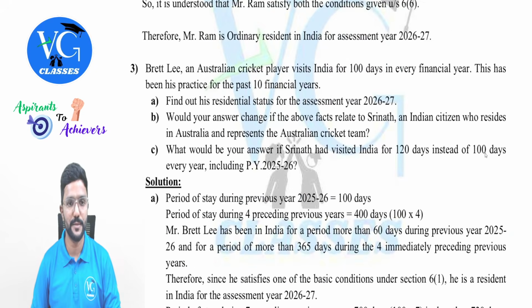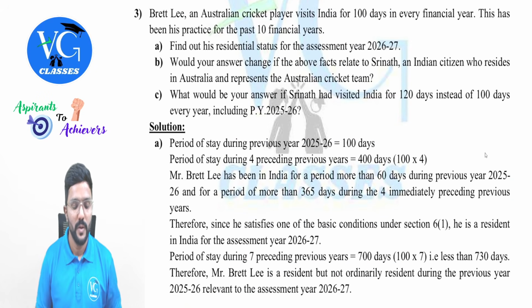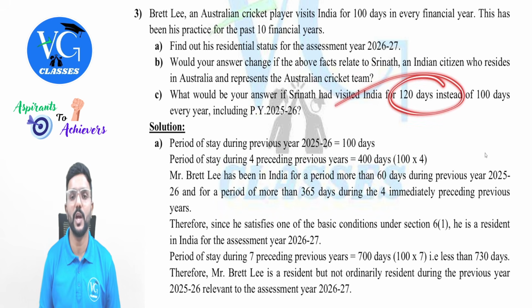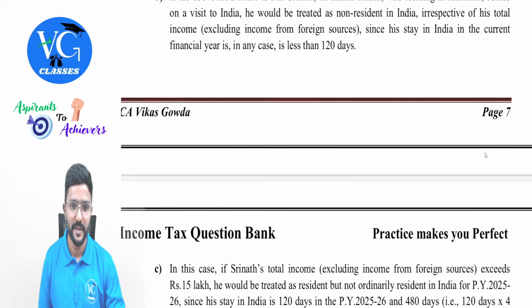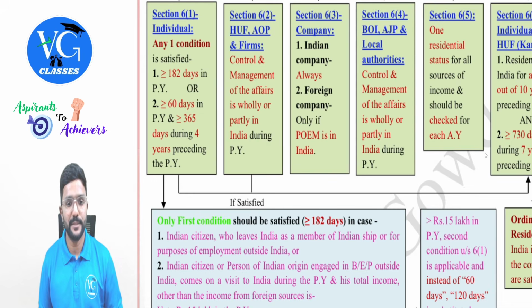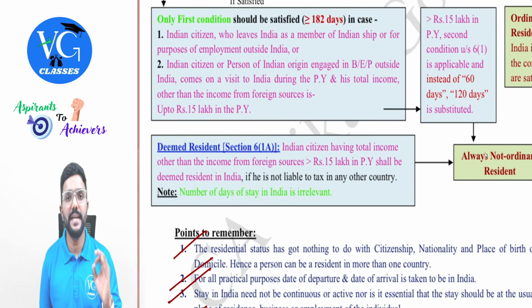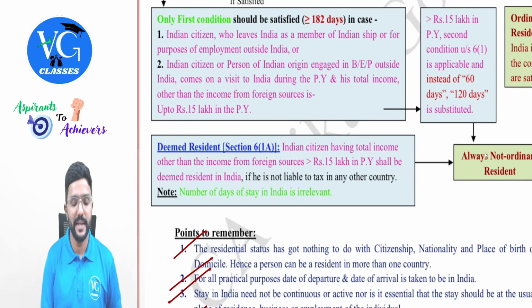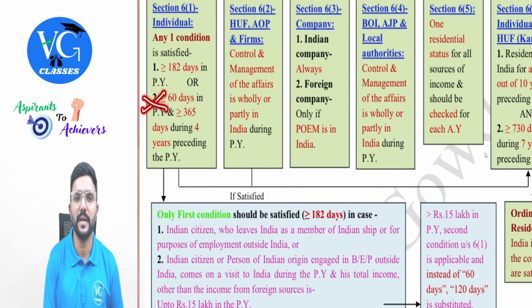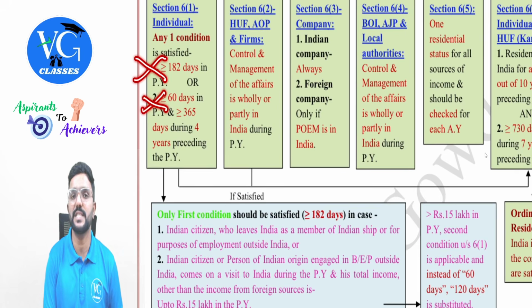Okay, next, there is the last part. What would be your answer if Srinath had visited India for 120 days instead of 100 days every year, including previous year 25-26? 120 days. Now, Indian income is important. Guys, I will explain here. If his Indian income is up to 15 lakh, then he will fall here. In that case, the second condition is not at all applicable and he is not satisfying the first condition, so he would be non-resident.